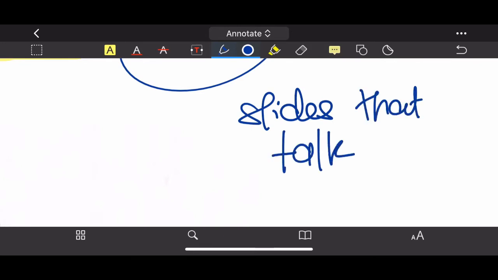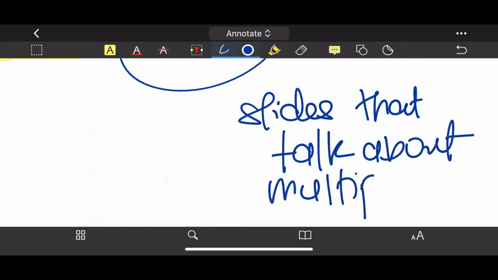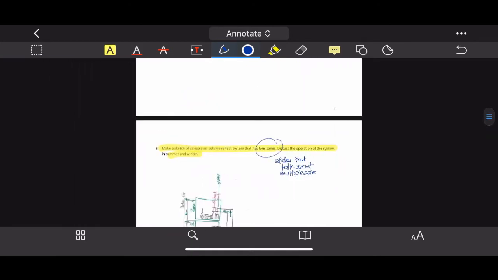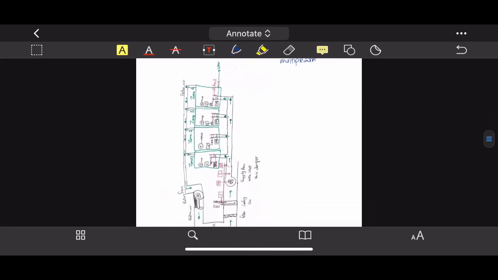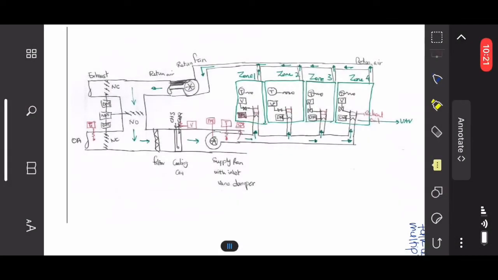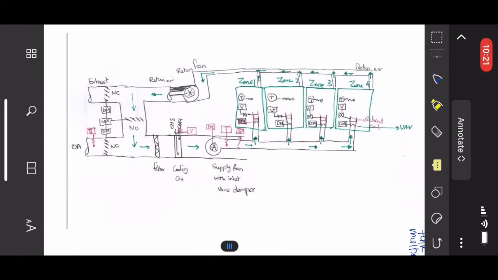Talk about multiple zones. Okay, so let me reduce the size like that. Okay, what you need is to redraw the whole multi-zones like this one. Yeah, you can see it's multi-zone. And you must have your MPS or motor positioning system. You must have your DM, right? DM is your damper motor.